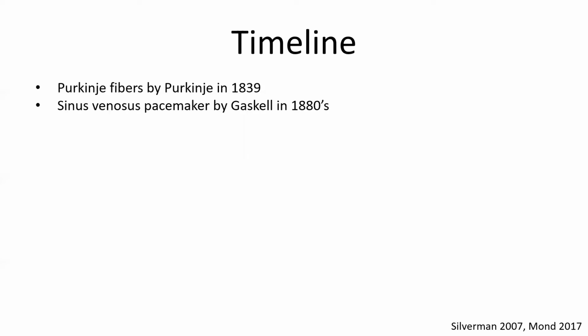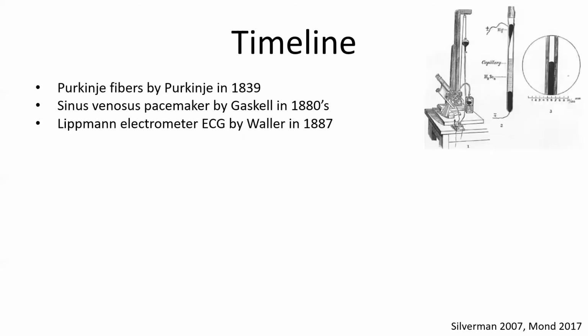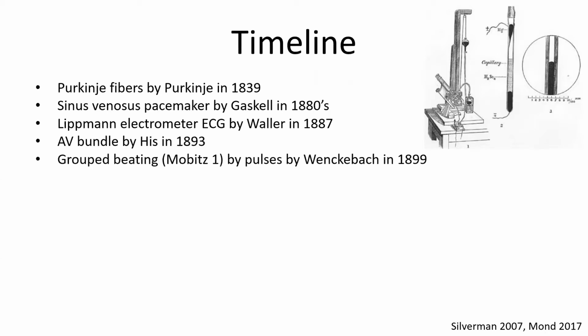So a brief timeline of the cardiac conduction system and when things were discovered, to give you some background. The first thing actually discovered was the Purkinje fibers in 1839. This was followed by the identification of the sinus venosus as the pacemaker in the embryo by Gaskell. Then the first EKG recording was by Waller with the Lippmann electrometer. The AV bundle was discovered by His in 1893.